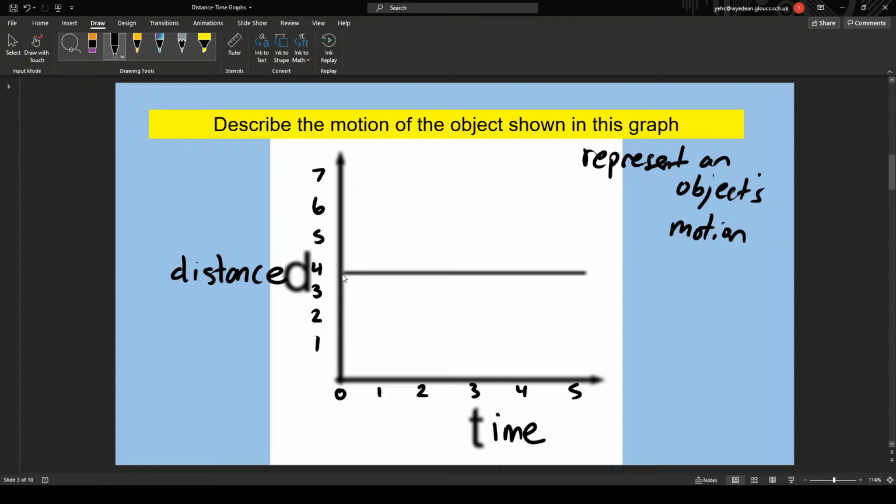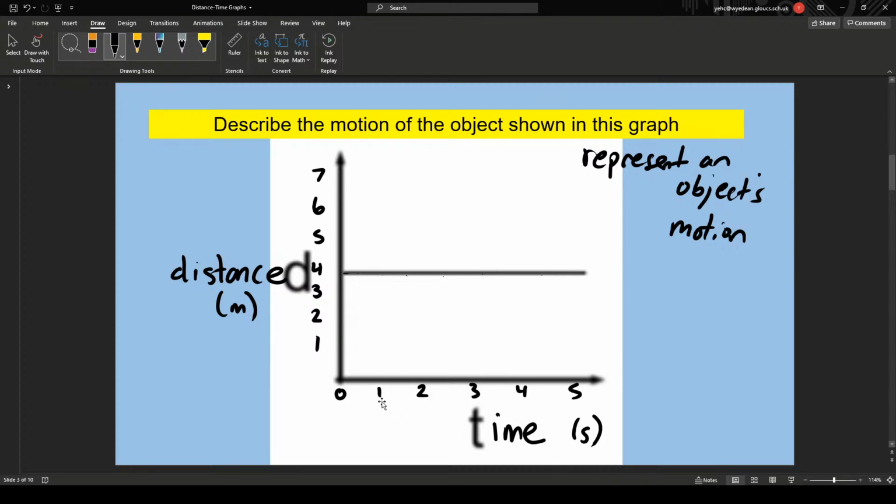Now let's have a look. Time is moving forward, going from 0 seconds to 5 seconds later. And the distance the object has traveled from its starting point is still 4 meters. It's staying on 4 meters as time goes on. So have a think about what this object is doing. Picture it. We have a starting point of 0. It had been at 4 meters away from its starting point. Time carried on, and it's still on 4 meters. Have a think about what the object is doing now.